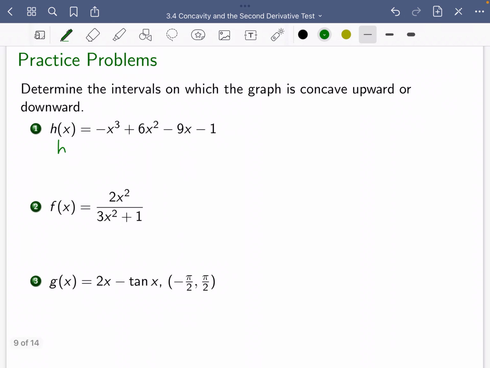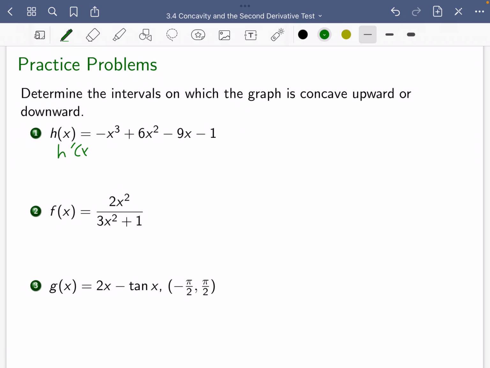If we take our first derivative, it's going to be negative 3x squared plus 12x minus 9. Take the second derivative. We have negative 6x plus 12. What are we going to do with that second derivative? Well, we're going to set it equal to 0.